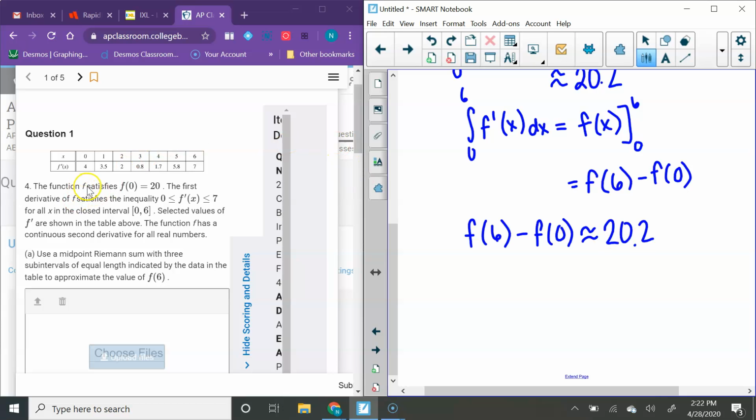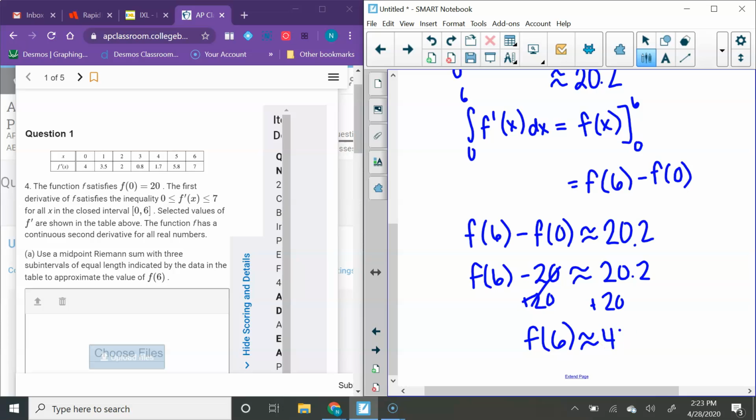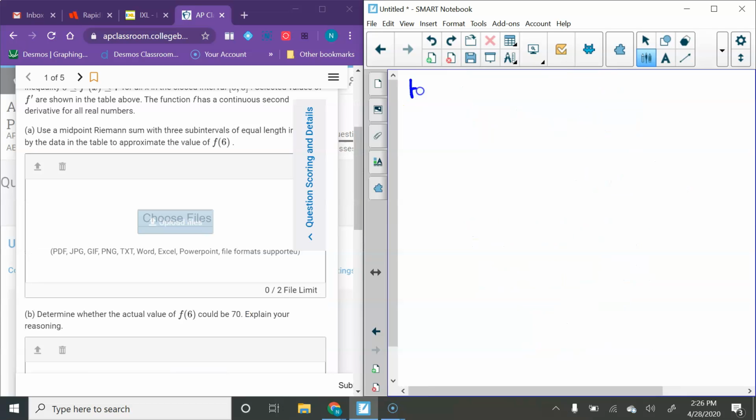It says here the function f satisfies f of 0 equals 20. So there's your point right there, f of 0 equals 20. So we know f of 6 minus 20 is approximately 20.2. So if you take that 20 right there and add it to both sides, then f of 6 is approximately 40.2. So that'll give you your answer for part A.